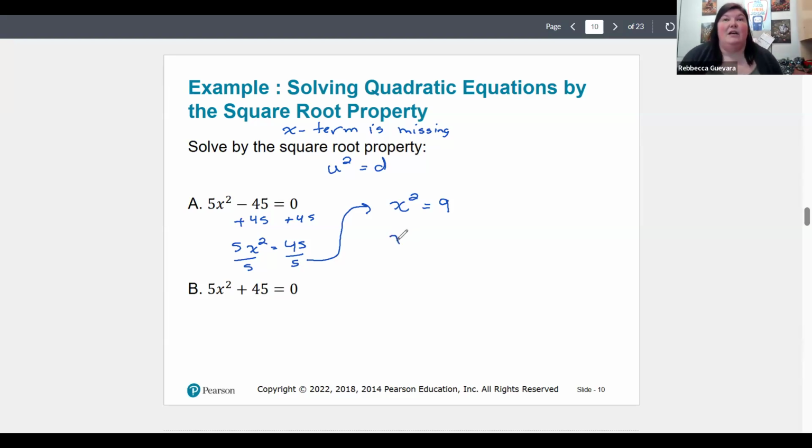In this case, we could solve this by saying x has to be plus or minus the square root of 9, or x is just plus or minus 3.